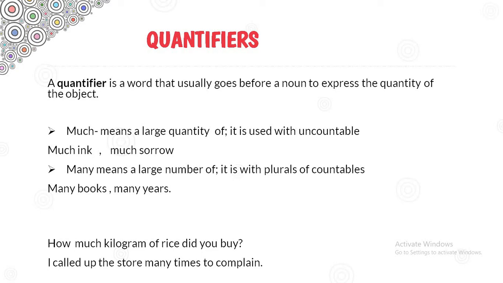Much and many. Much is used with uncountable nouns to express quantity, and many is used with countable nouns to express number. Much means a large quantity of it, and it is used with uncountable nouns, as in much sorrow, much ink, much rice. Many means a large number of it, and it is used with plural countables, as in many books, many years, many functions. So much qualifies the quantity. Many means a large number.